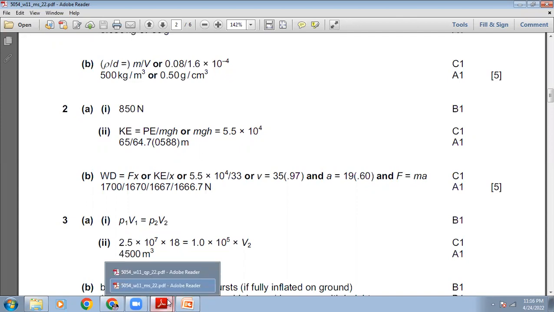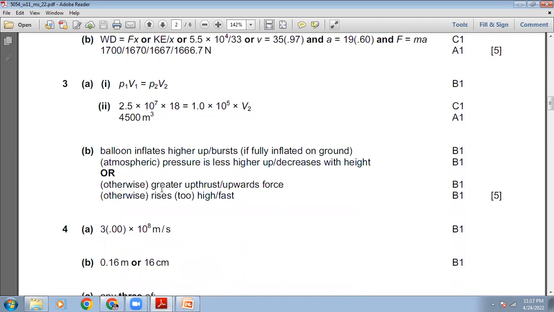Hopefully you understand this idea that when you apply brakes, the work done against the friction is equal to the change in the kinetic energy. The initial kinetic energy was 5.5 × 10^4 joules, and the final kinetic energy is 0. So the change in the kinetic energy is 5.5 × 10^4. Hopefully you understand this idea. So we are going to the next question.